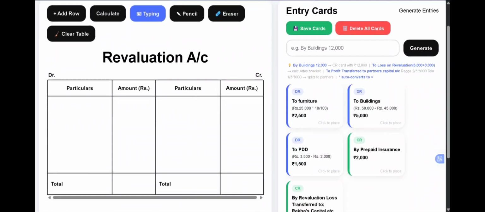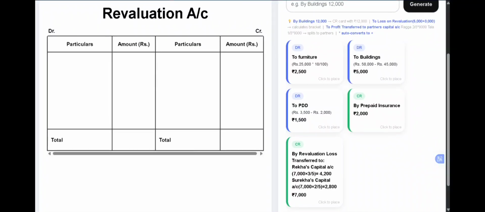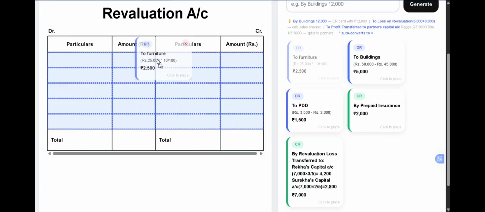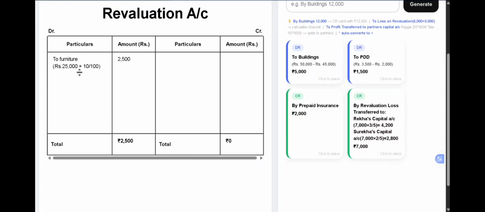Now here in the revaluation account, as per the adjustments given, first we have the furniture that is being depreciated. So it will appear on the debit side, because on the debit side we record all the decrease of the assets and increase of the liability. So furniture depreciated will be on the debit side: rupees 25,000 into 10 by 100, that is 2,500. Next adjustment we have is the revalued buildings.